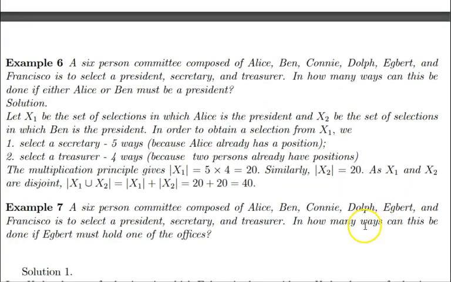Example 6. A 6-person committee composed of A, B, C, D, E and F is to select a president, secretary, and treasurer. In how many ways can this be done if either Alice or Ben must be a president? Solution: let X1 be the set of selections in which Alice is the president, and X2 be the set of selections in which Ben is the president.